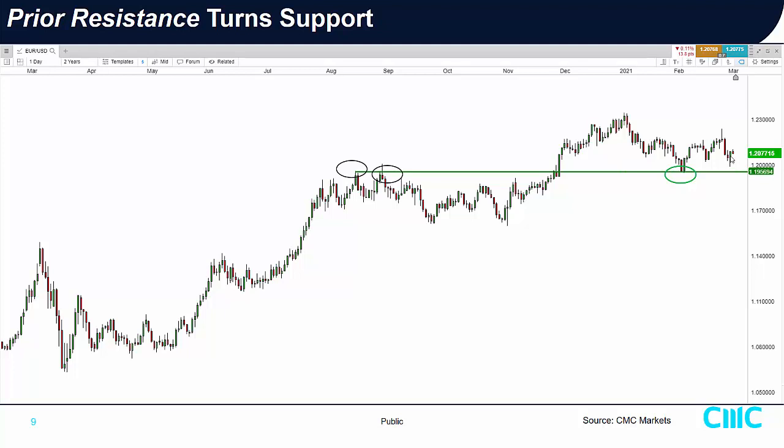So what I want to share with you is that a resistance need not always be a resistance. Once a resistance has been taken out, it will tend to turn into a support level, or we call it a pullback support level.